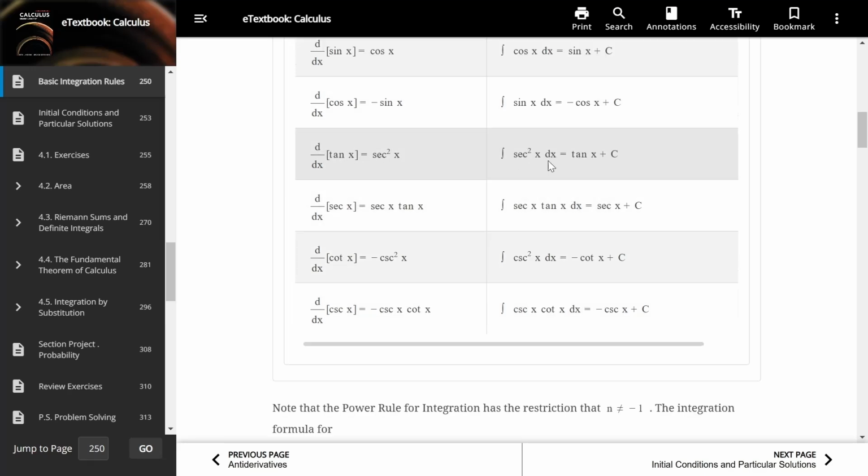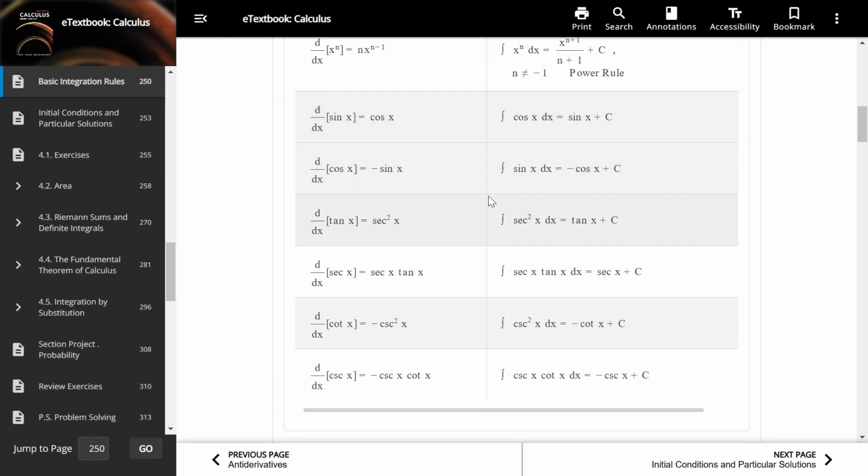And then we keep going throughout all the formulas here, the rules that you need to know. The derivative of tangent of x is just secant squared, and then vice versa. If I had secant squared inside the integral, it will just give me tangent.